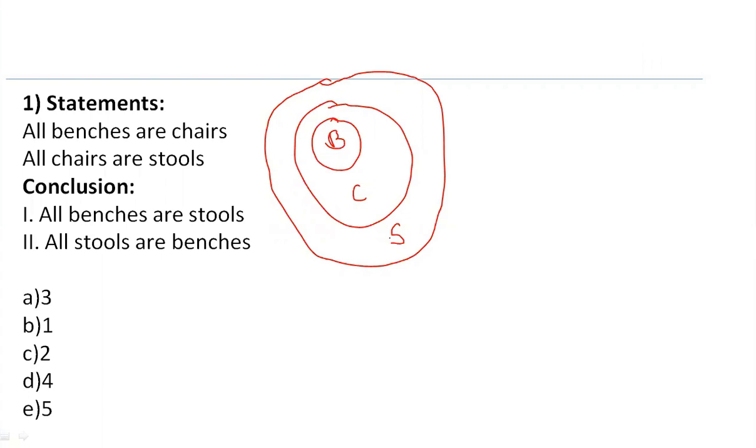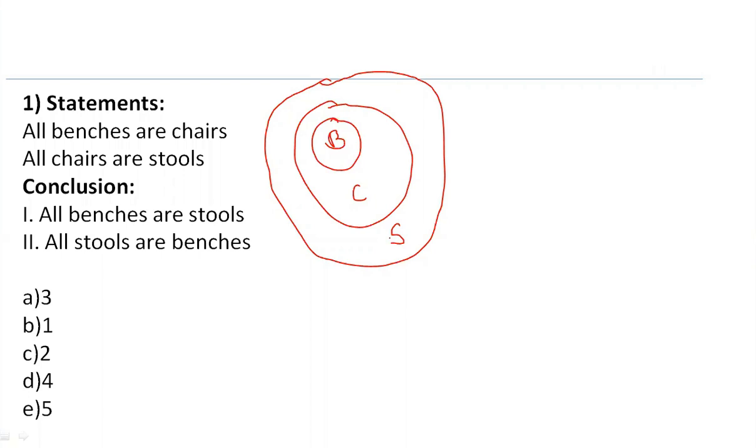Now please go through the conclusions. What's the first conclusion? All the benches are stools. The meaning of all the benches are stools is that benches should lie inside the stool circle. Guys, please observe the diagram and tell me whether the benches circle is inside the stool circle or not.